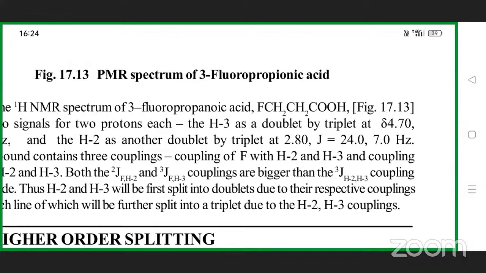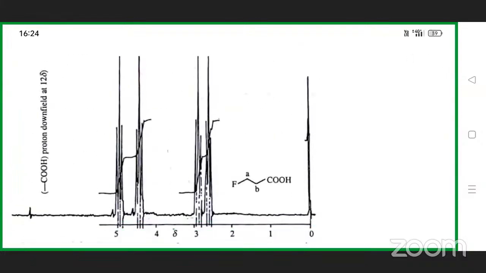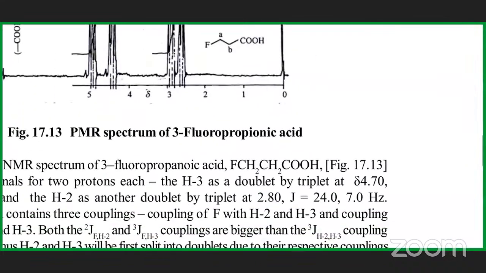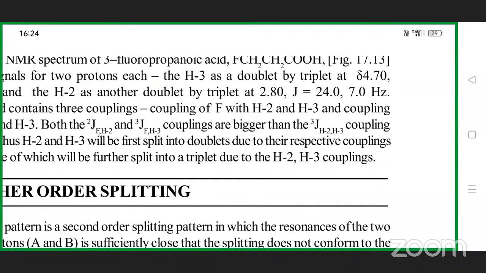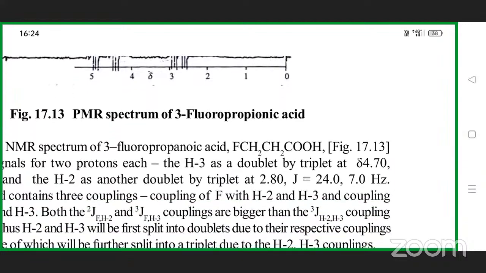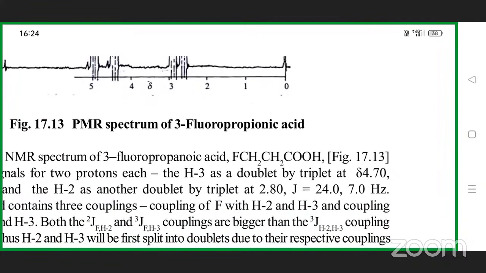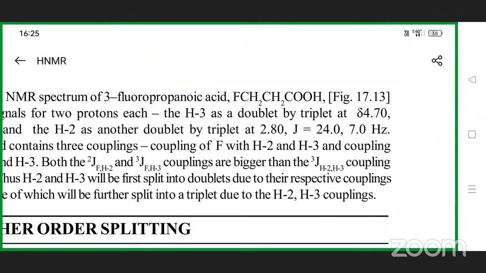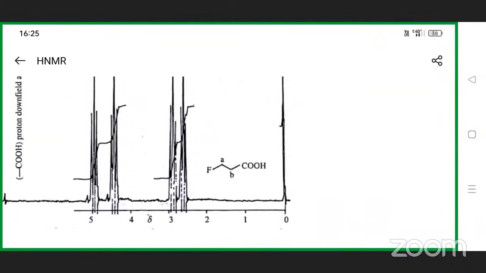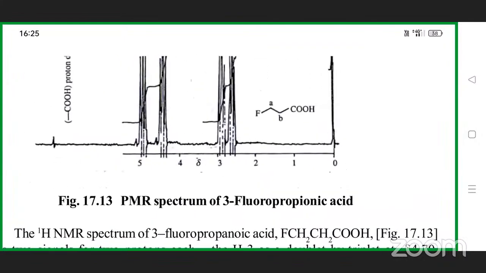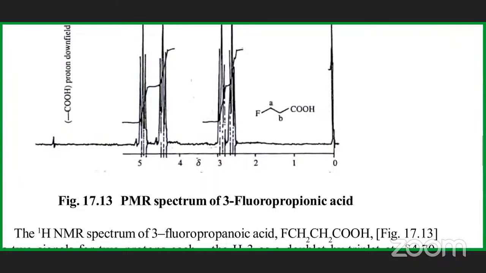So for the triplet, here it is a doublet of triplets. Generally, the delta value is 2.80 here. You can see 2.80, in between 2 and 3, and the J values are 24 and 7. So here you see a doublet of triplets, and here also you can see a doublet of triplets in the range between 4 and 5 here.